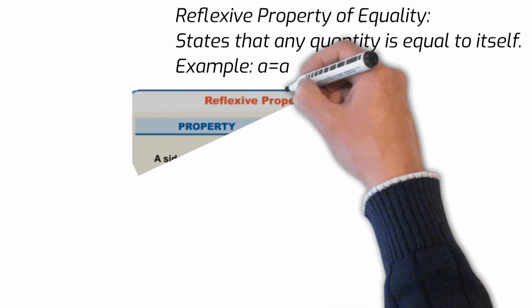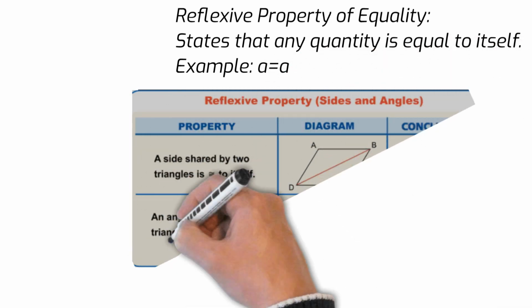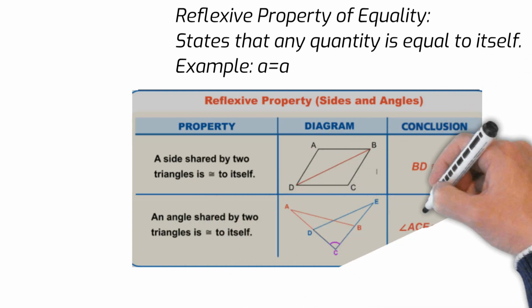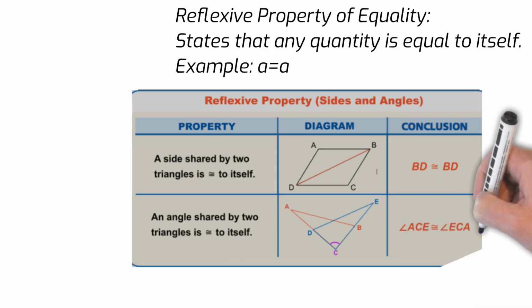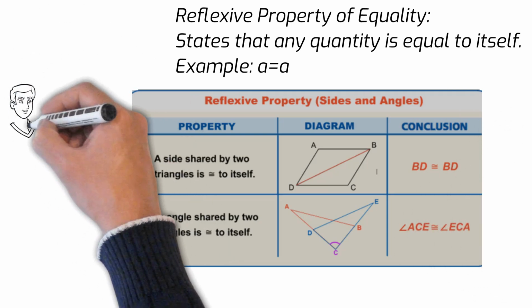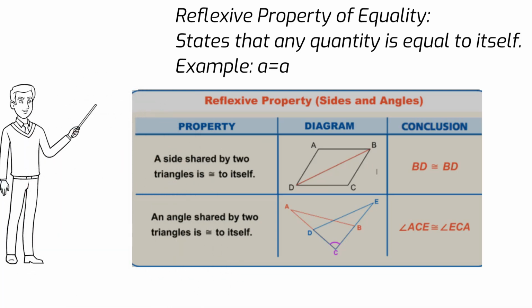So the first one, the reflexive property of equality, states that any quantity is equal to itself. Example, A is equal to A. And a clear example is given. So you have a diagram where line BD is equal to the other line BD.